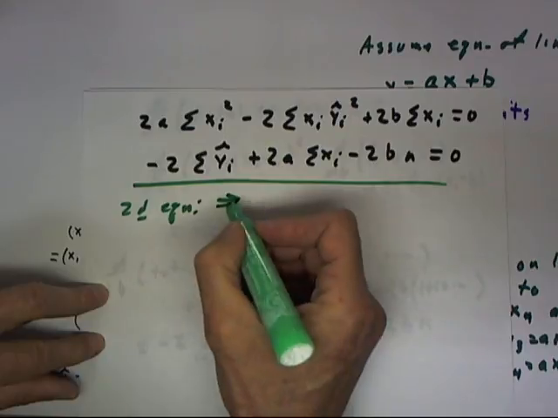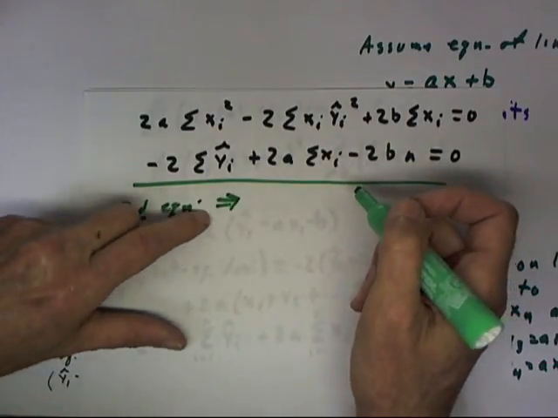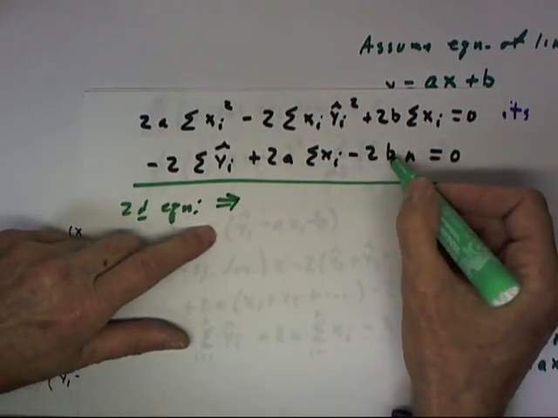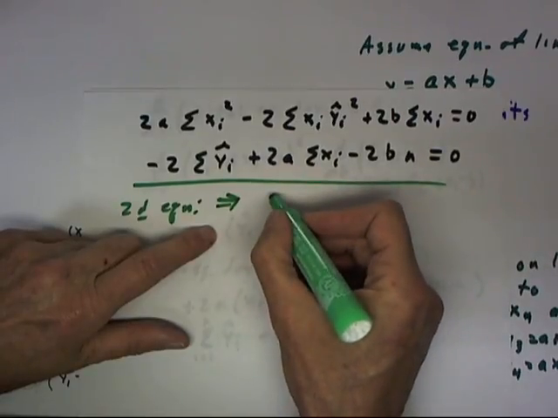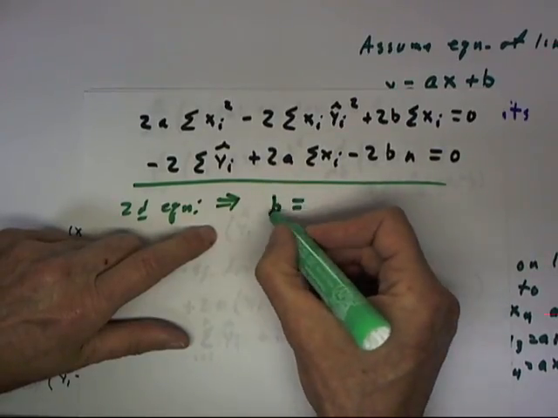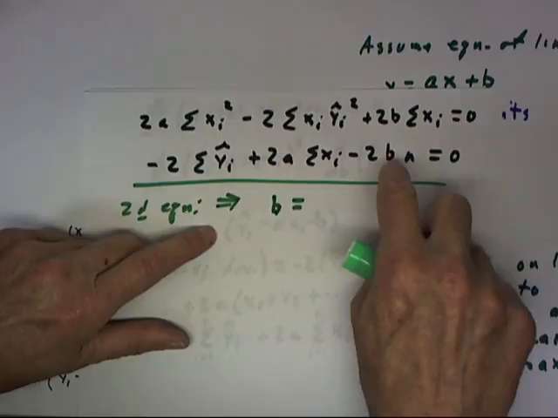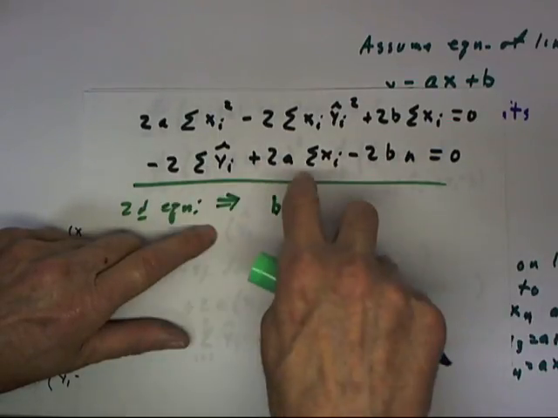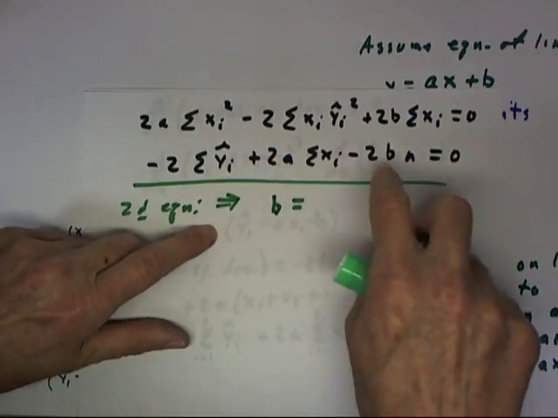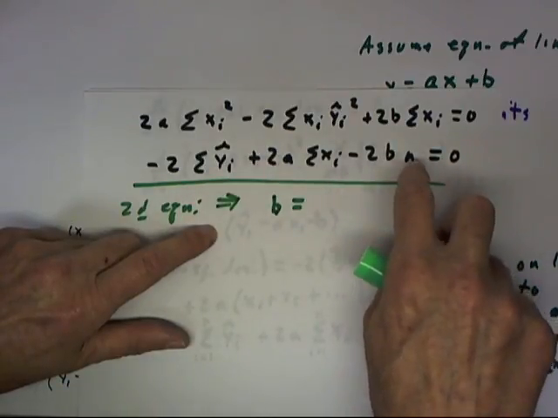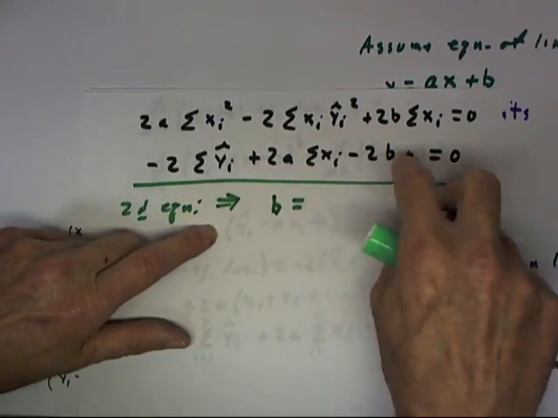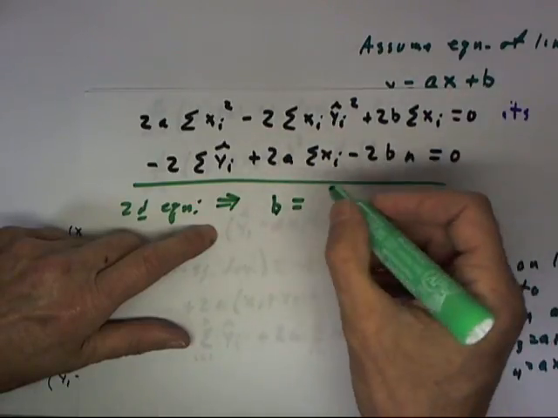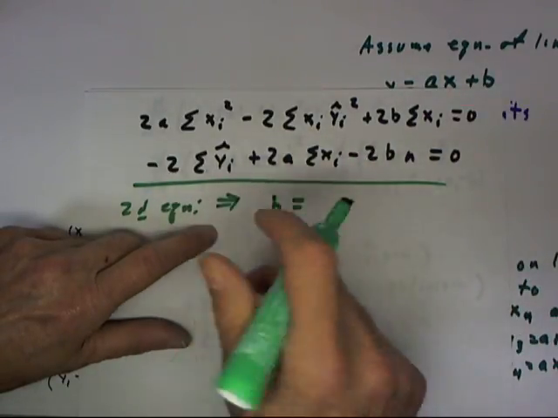I'm not sure what that is supposed to be, but I'm going to make it an implication sign. The second equation gives us a solution for b. In order to solve for b, all we do is add this and subtract this on both sides, and then divide by negative 2n. That's going to be fairly easy if we just keep our signs straight.